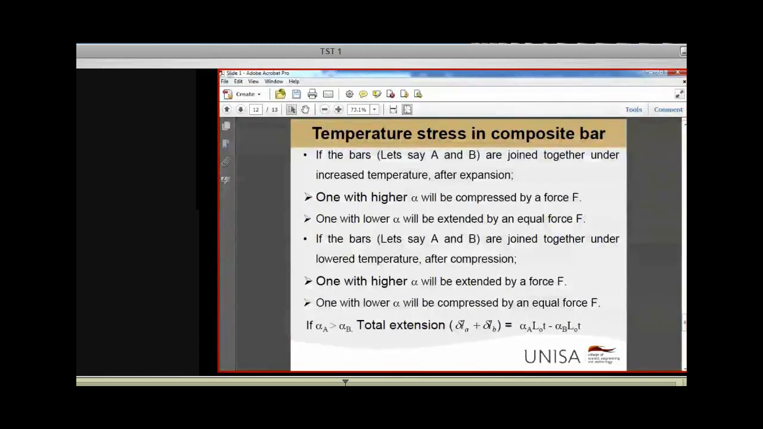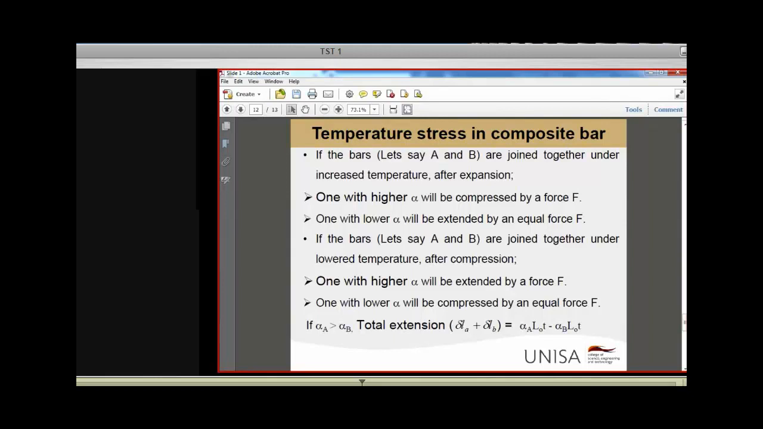So there will be a force that will compress it by a force F. It is internally compressed by that force F, whereby the one with the lower coefficient of thermal expansion will be extended by that equal force F, so that both of them show the same increase in deformation. So if the bars are joined together under a lower temperature, after compression, because now when it is being lowered, the one with the higher coefficient of thermal expansion will decrease more than the one with the lower coefficient of thermal expansion.